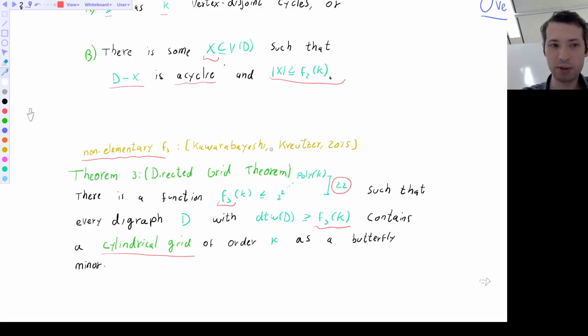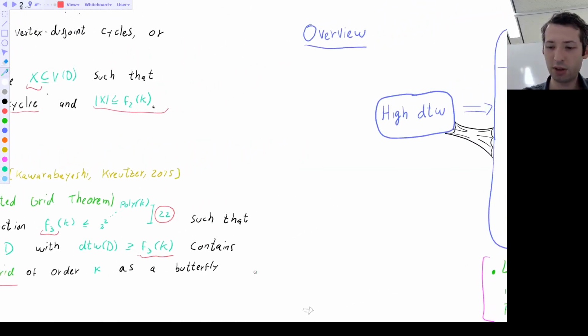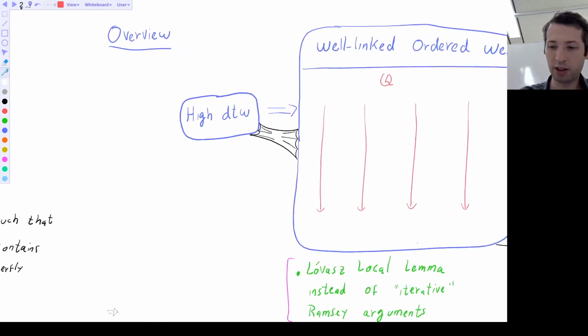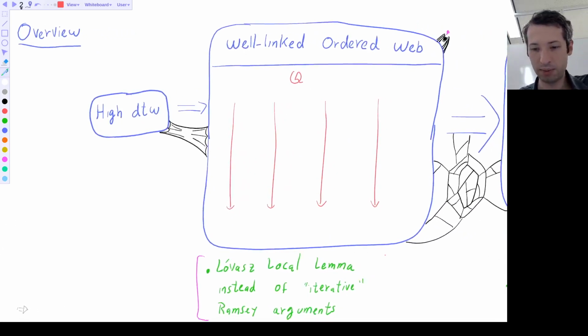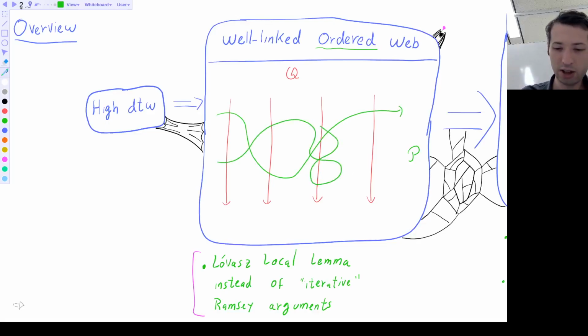So now I would like to tell a little bit about how our proof is structured. First, of course, we start with a high directed tree width, and from the digraph of high directed tree width, we show that it contains what we call a well-linked ordered web. So what is such a web? It consists of two linkages, P and Q. Q is sorted from left to right, that's why it's called ordered, and P is intersecting Q in this order. However, Q can intersect P in any order, and so it's only ordered in one sense.